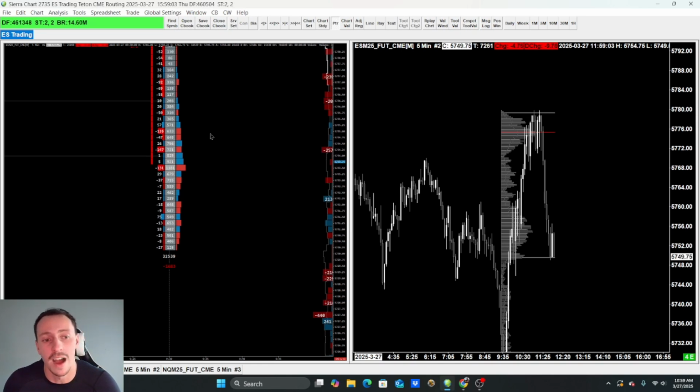So at this point, I ended up getting in my position during this candle. Normally I wait, but I had a super high conviction, super confident in what we were about to see. It was like 2 or 3 minutes into the market open during this 5-minute candle.